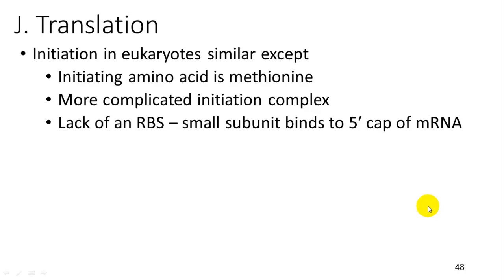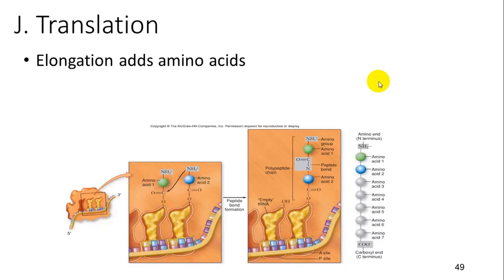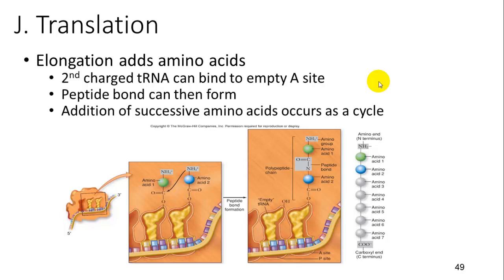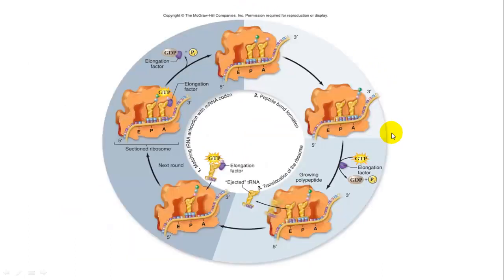That's what happens next. So initiation in eukaryotes is similar, except the amino acid is not that really long one, it's just methionine, and it has a more complicated initiation complex, and it doesn't have an RBS; the small subunit binds to the 5' cap of the mRNA. Elongation then occurs as amino acids are added. The peptide bond then forms between the amino acids, and then another one can be added as a cycle.